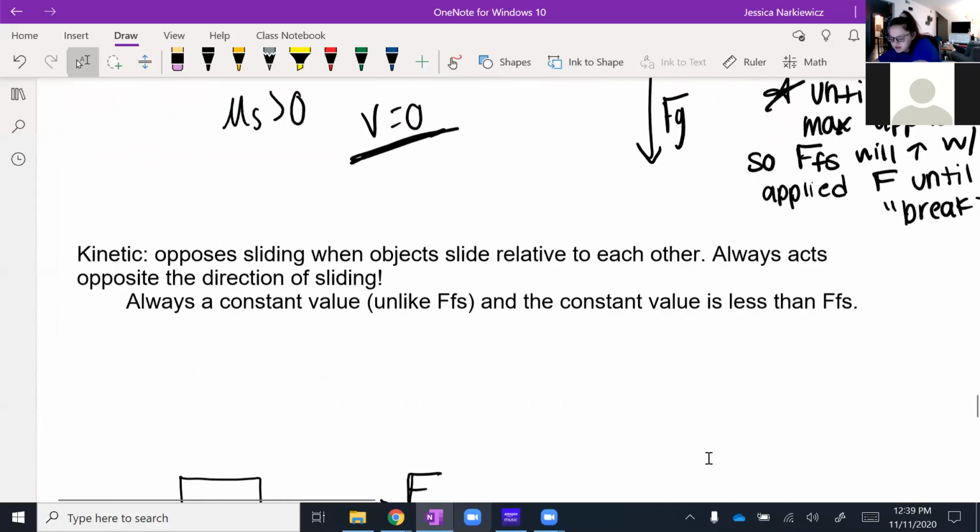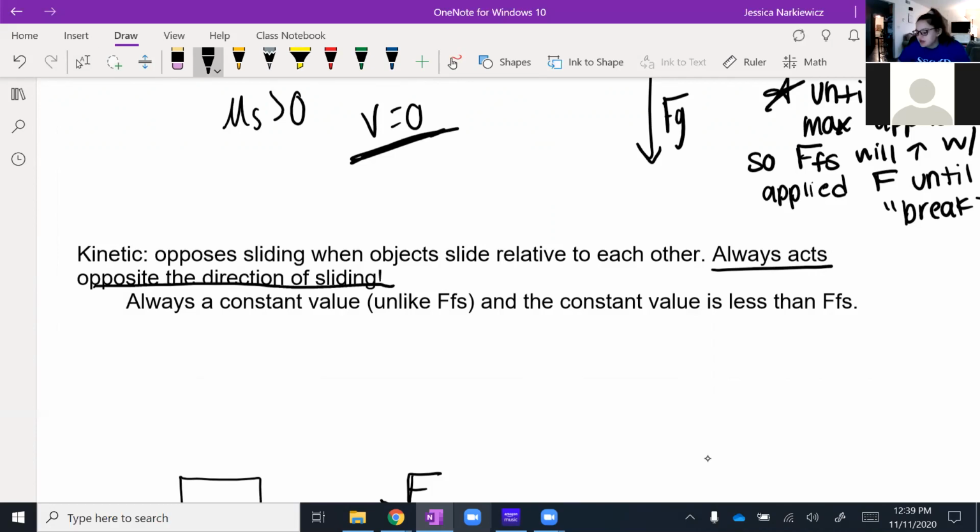Okay. So the kinetic force of friction opposes sliding when two objects slide relative to each other. So like this, right? There's sliding motion between the two things. Okay, so anytime a box is sliding across any surface, you're dealing with kinetic friction. Okay. Kinetic friction always acts opposite the direction of the sliding. So if we're sliding to the right, friction acts left. If we're sliding left, friction acts right. If we're sliding up, friction acts down. If we're sliding down, friction acts up, and so on.